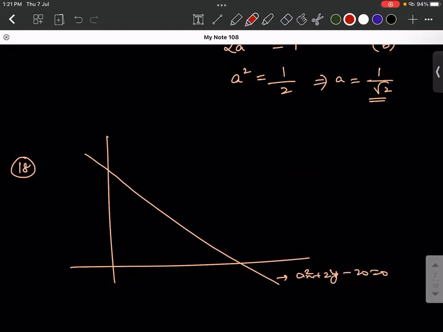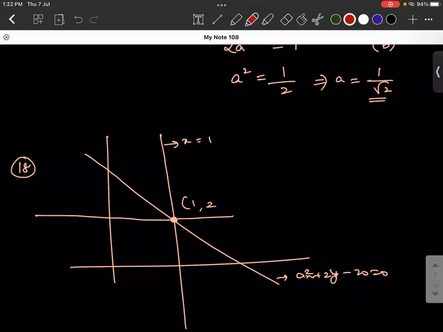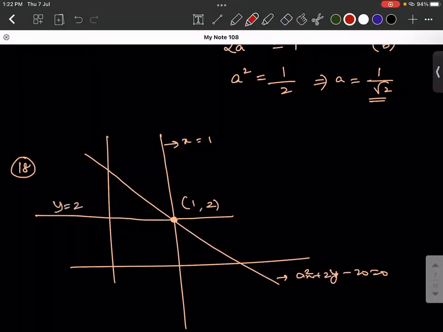I'm showing you the diagrammatic representation. x is equal to 1 means what? It's a line parallel to whom? x is equal to 1 is a line parallel to the y-axis and it is at a distance of how much value? 1 unit from the y-axis. So x is equal to 1 represents this line. y is equal to 2 is a line parallel to the x-axis and it is at a distance of 2 units. So what will be the coordinates of these points? 1, 2. So 1, 2 is a point on this line.